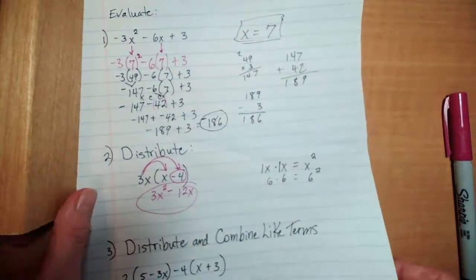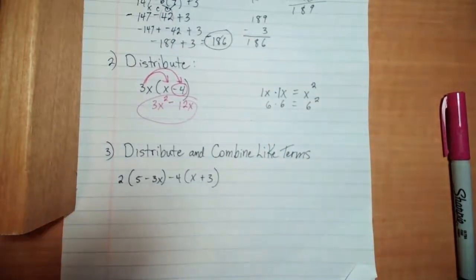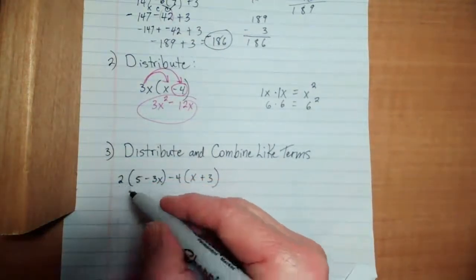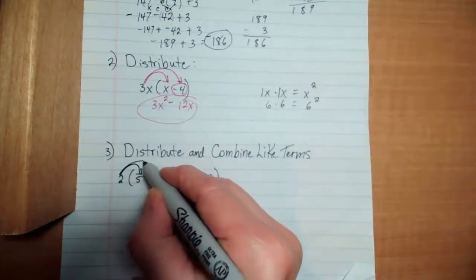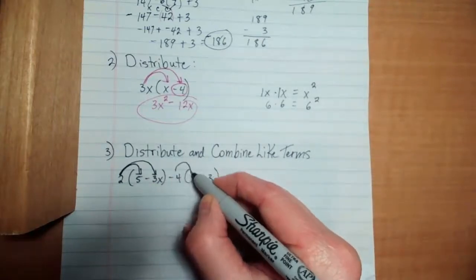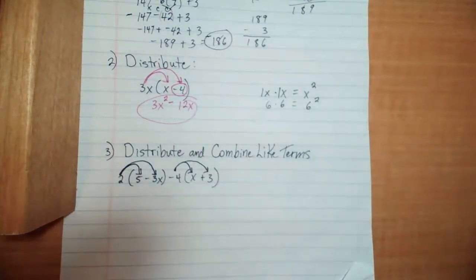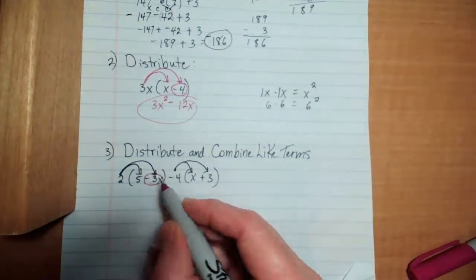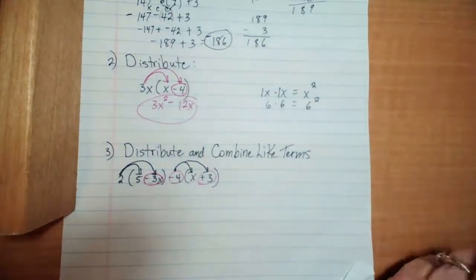All right, our third expression asks us to distribute first and then combine like terms. So let's go ahead and set up for distribution. So let's do 2 times 5, and then we'll do 2 times -3x. And then we'll have -4 times x, and we'll have -4 times a +3. And I really like to see the signs and the numbers put together. It just helps my brain remember what I'm doing.